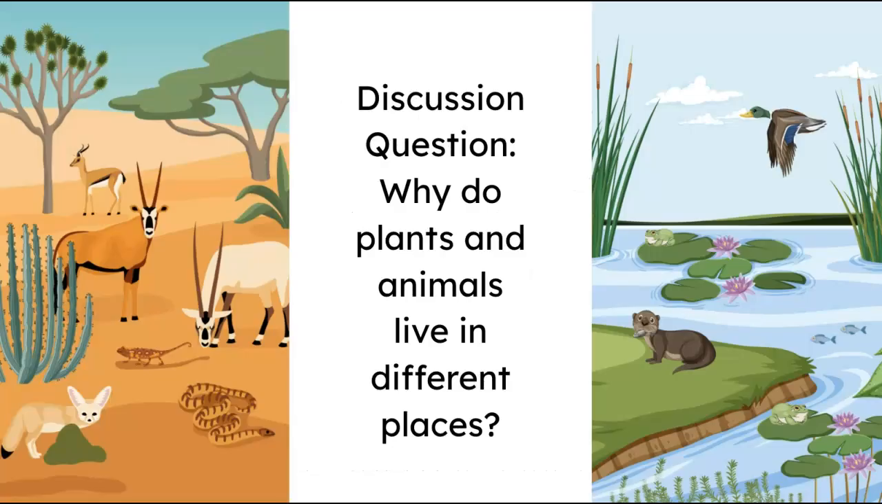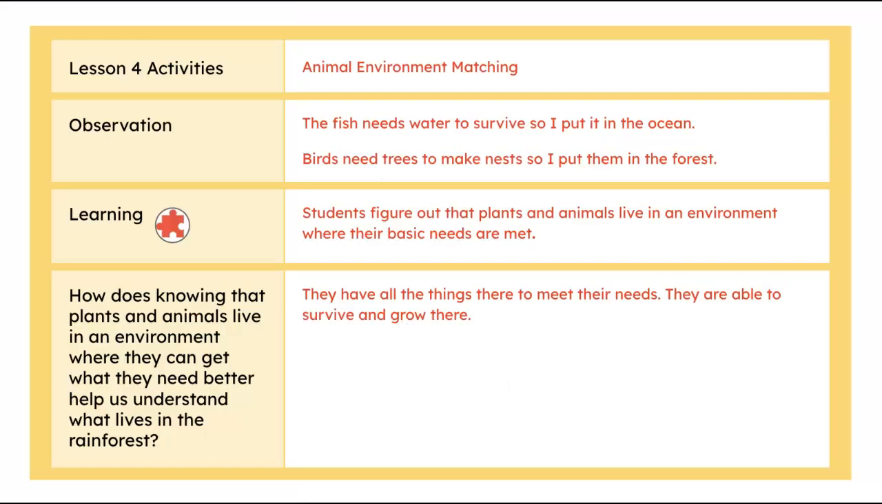For the Explain portion, you'll invite students to gather in a circle to share their findings from the Animal Environment Matching investigation. You'll use the provided questions to guide your discussion around the question, why do plants and animals live in different places? The goal of this class discussion is to analyze the data from the investigation to determine that living things get what they need from where they live. You'll use the discussion to create the Lesson 4 summary chart.